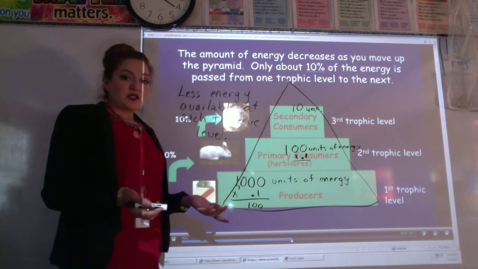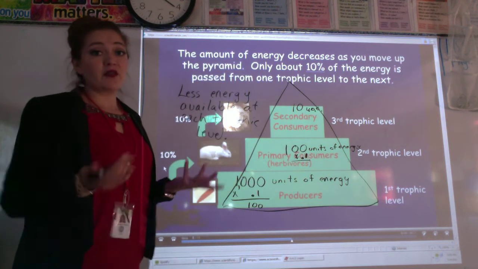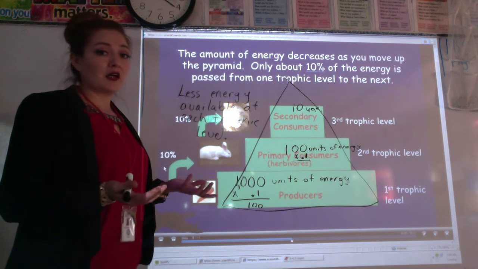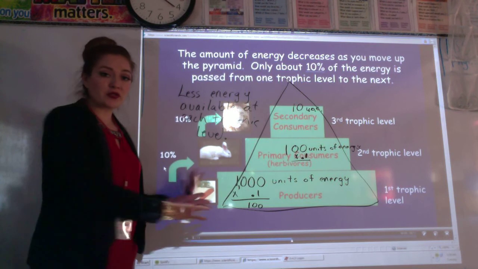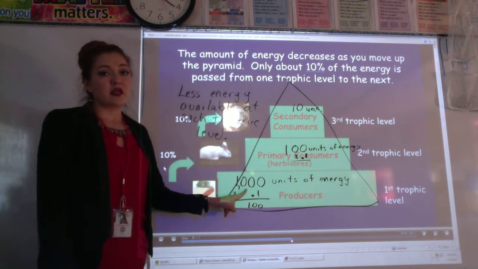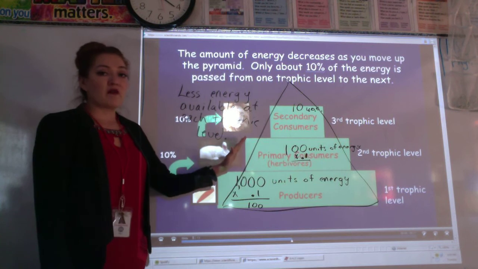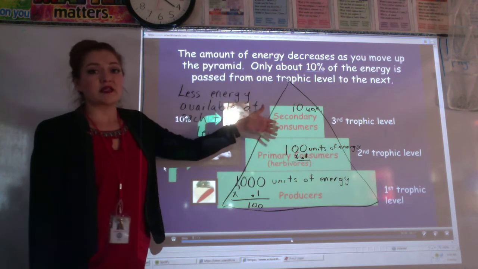Now the opposite is true also. Let's say that there's an increase in the producers. I don't know, there's a lot of rain that year. What's going to happen is that your producer's part is going to get bigger. So you're going to have more units of energy available. You're also going to have more herbivores, more primary consumers, and more secondary consumers.